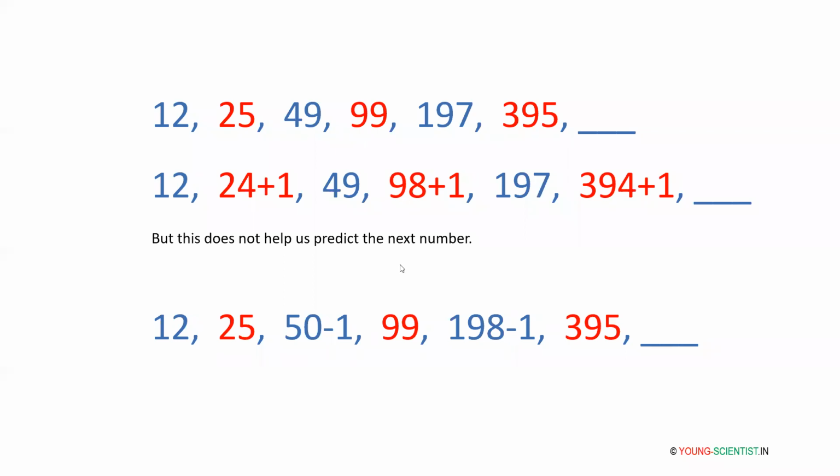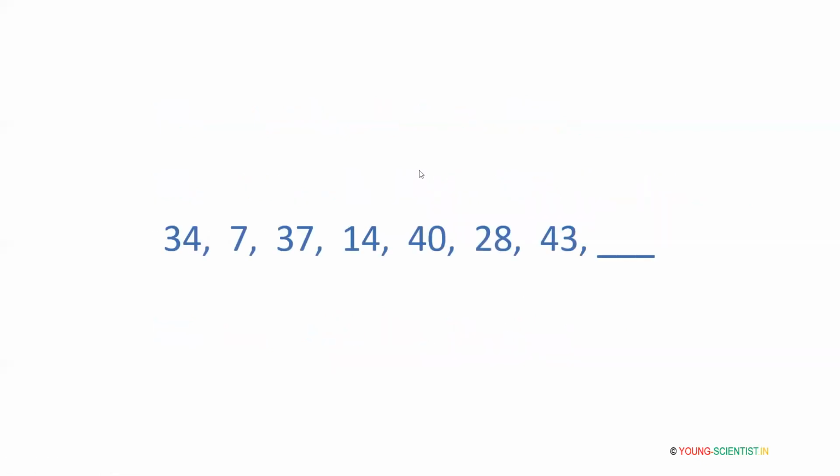So one, you can call it a trick, or you could call it one approach, is to divide a sequence into 2 sequences of alternating numbers, and then see if they have any distinct pattern in themselves. All right, what about this one?